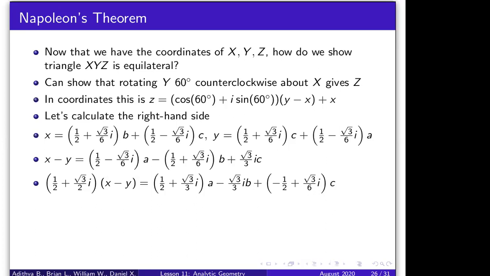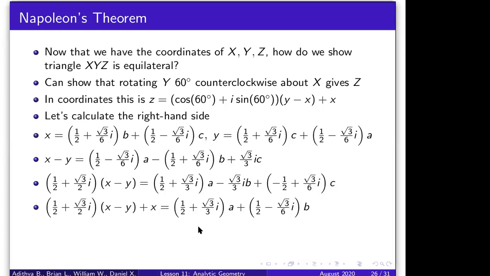And now all we have to do to get the final expression is to add X. We have the expression for X in the 5th bullet. And once again, the coefficients make it easy to see how to get it. We add the coefficients for B and add the coefficients for C. And then the final expression for the cleaned up right-hand side is this. And that's perfect. This is exactly Z. So we can conclude that Z is the image of the rotation, and that means triangle XYZ is equilateral.